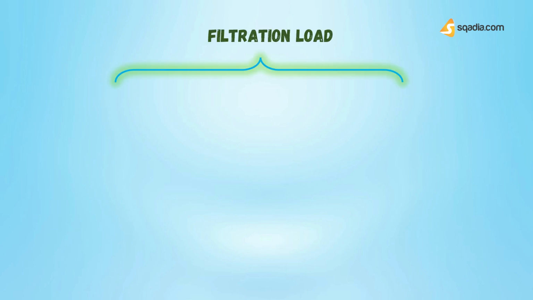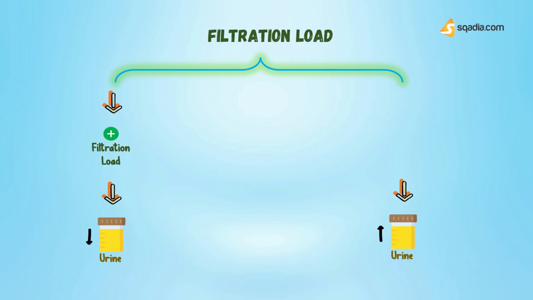Once the filtered load of the substance is known, it can be compared to the amount of the substance excreted. This indicates whether the substance undergoes net tubular reabsorption or net secretion. Whenever the quantity of a substance excreted in the urine is less than the filtered load, tubular reabsorption must have occurred. Conversely, if the amount excreted in the urine is greater than the filtered load, tubular secretion must have occurred. So, this was all.